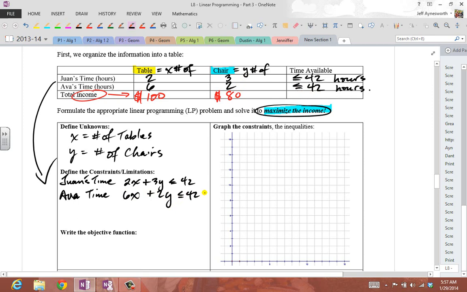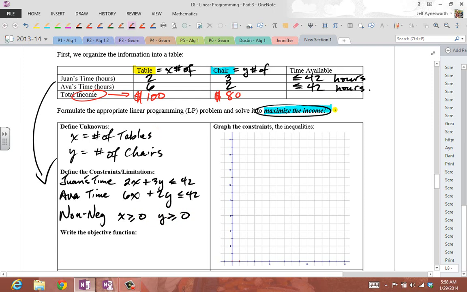Of course, these values, the number of tables and number of chairs, can't be negative. All right, that wouldn't make any sense. So we have to write our non-negative constraints here. So x has to be greater than or equal to 0. y has to be greater than or equal to 0, because it can't be negative, guys.